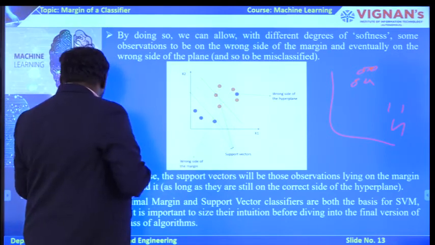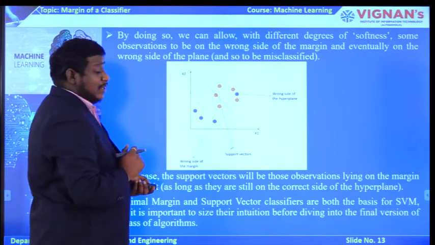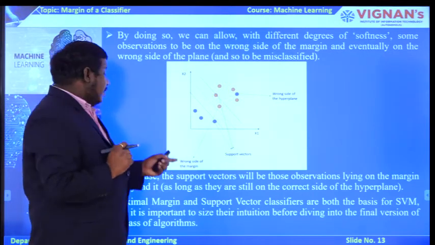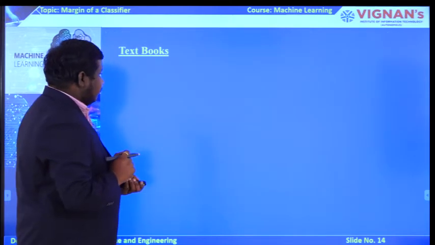So with this, we can conclude these two models, that is the maximal margin classifier and the support vector classifier.